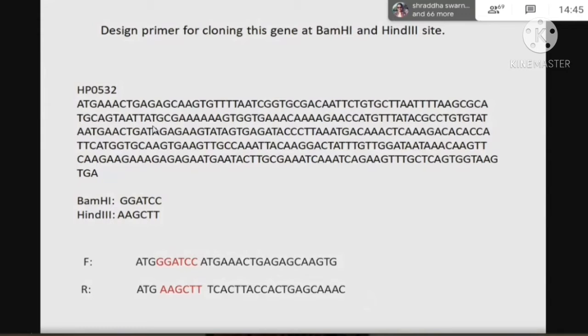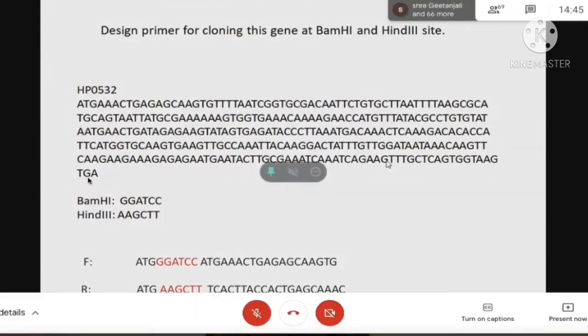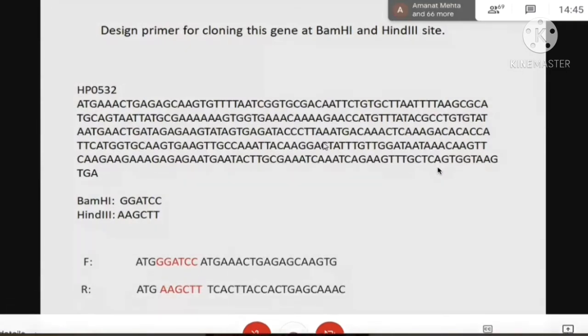Now, as you know, there are no restriction sites in this gene. So how can we clone? We have to add restriction sites to this gene. Then we can digest it and clone.